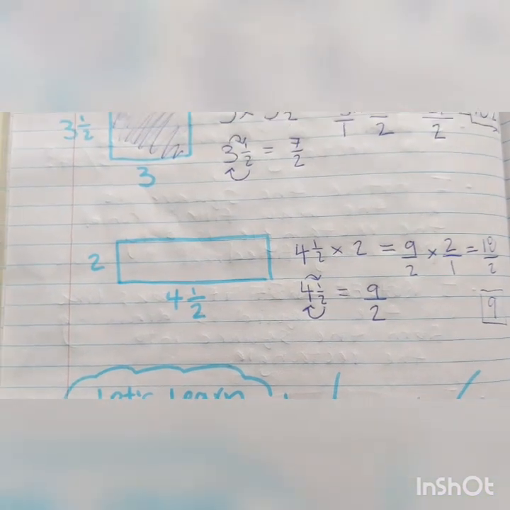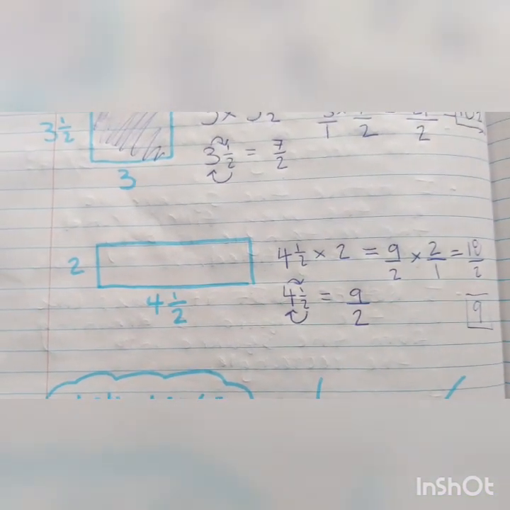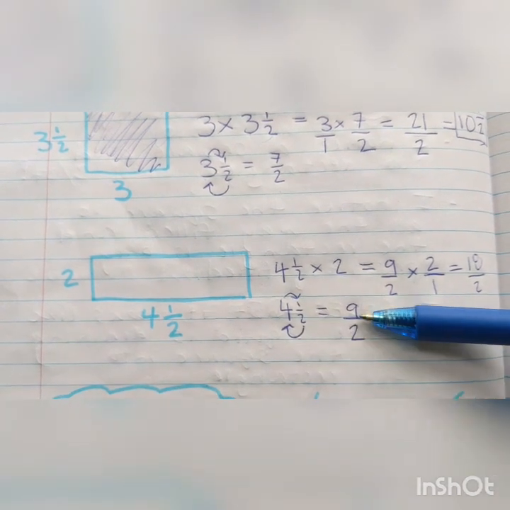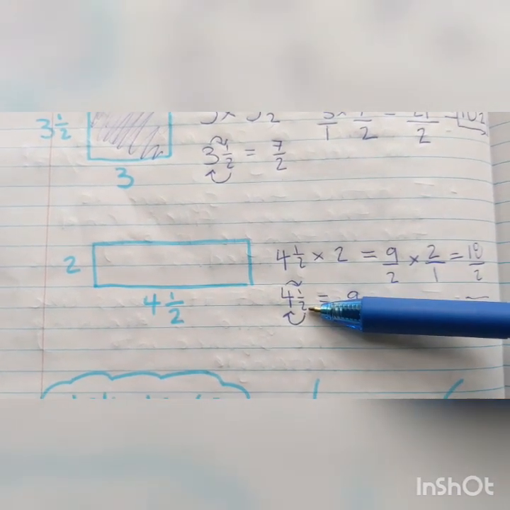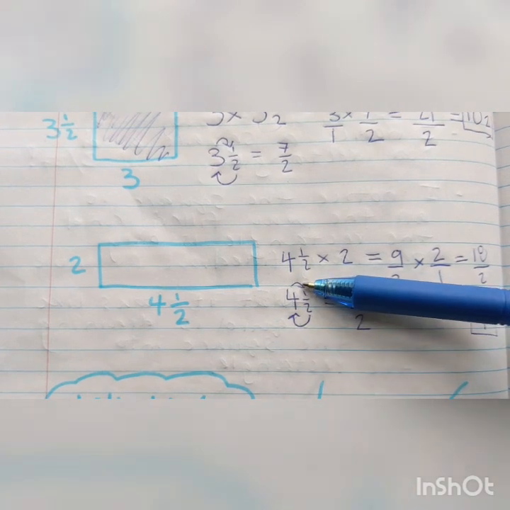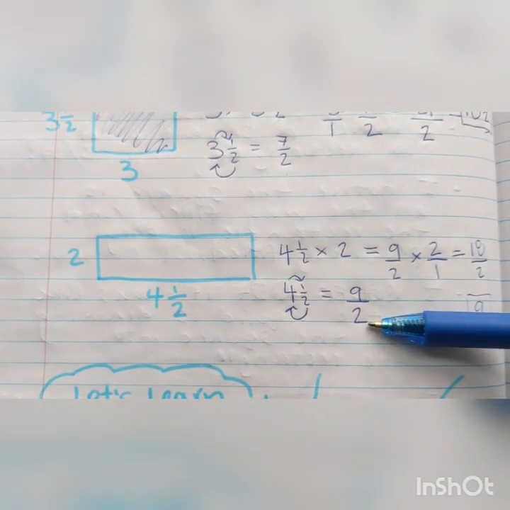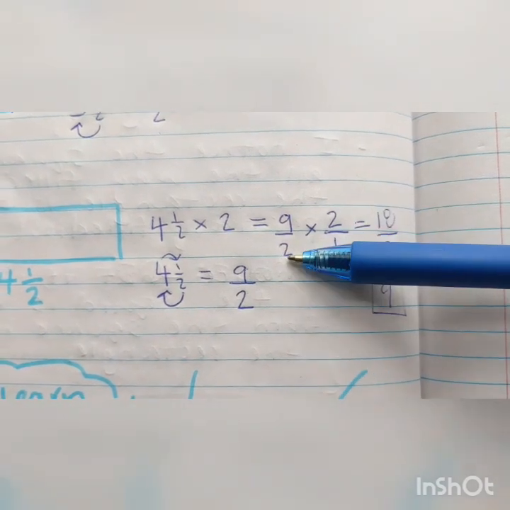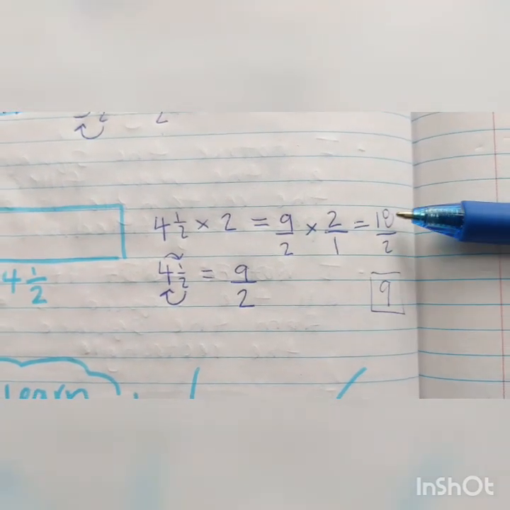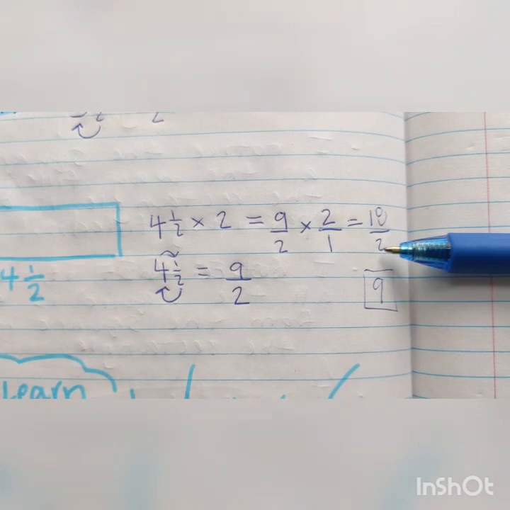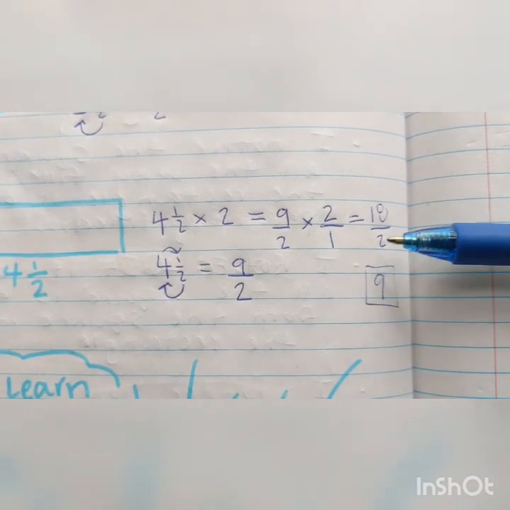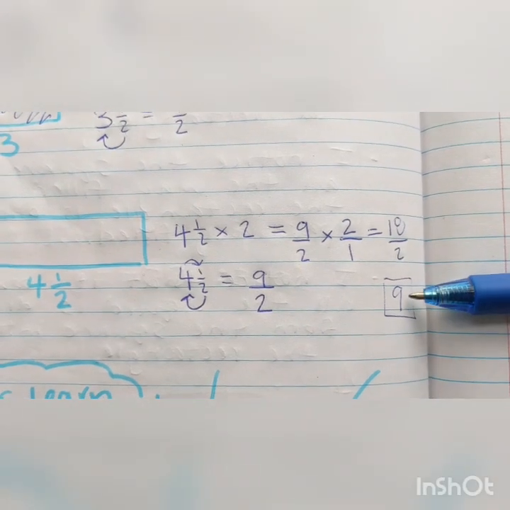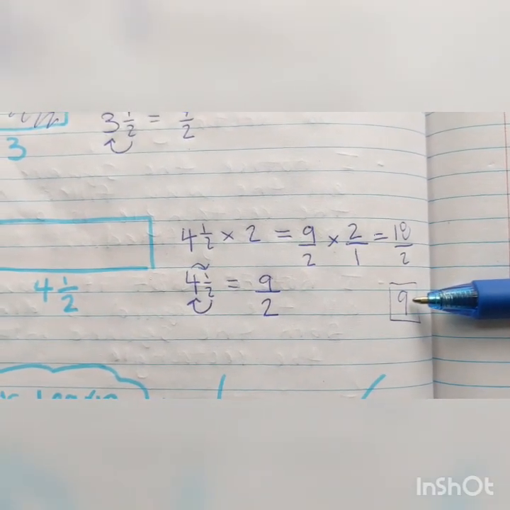The next one, again, we're multiplying width times height. I need to change my mixed number into an improper fraction. So I do 2 times 4 is 8, plus 1 is 9. So I have 9/2. When I multiply across the top, multiply across the bottom, I get 18/2. If I want to change that back, then I can do how many times does 2 go into 18, and it goes in 9 full times with none left over.